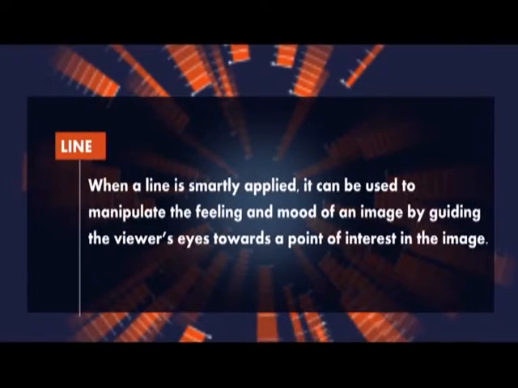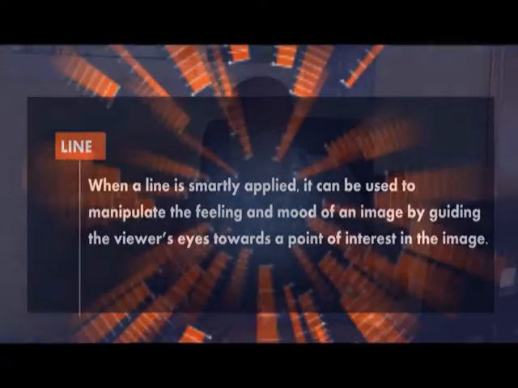Firstly, a line can be described as a form which has width and length. In art, artists use lines in creating a shape. A shape is key in creating a form. In the absence of a form, a texture cannot exist, and as such, no pattern. Therefore, lines are powerful and influential devices amongst the elements. When a line is smartly applied, it can be used to manipulate the feeling and mood of an image by guiding the viewer's eyes towards a point of interest in the image.